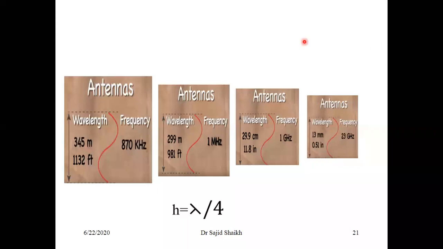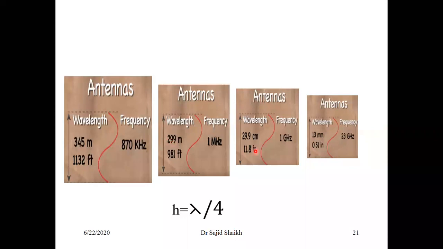So the height of the antenna will be 345 meters, or 1132 feet if you convert meters into feet. In the second block, the frequency is now 1 megahertz. If you use the same formula we discussed in the previous lecture, you find the wavelength, and from that wavelength you calculate the height of the antenna. Here you will find 299 meters. So when the frequency is 1 megahertz, the antenna height will be 299 meters.